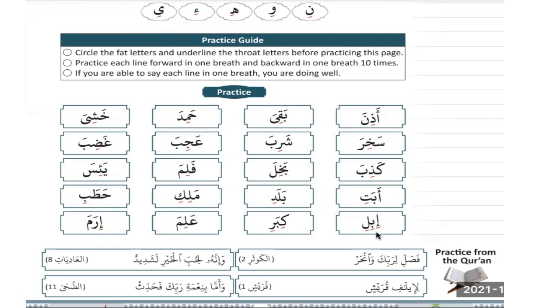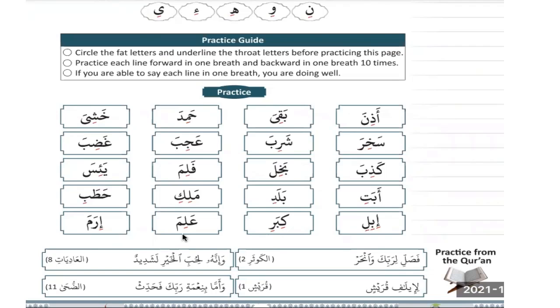Don't say alif. Say hamza kasra, i. Ba kasra, bi. Lam kasra, li. Ibili. See, three of them with the kasra sound, right? Then we have kaf kasra, ki. Ba fatha, ba. Ra kasra, ri. Kibari. Very good. Ain fatha, a.